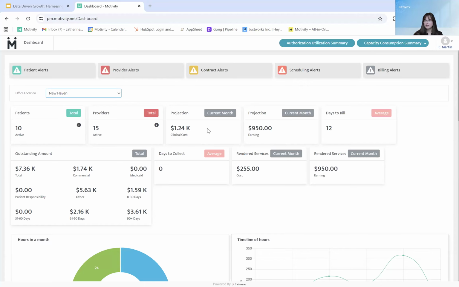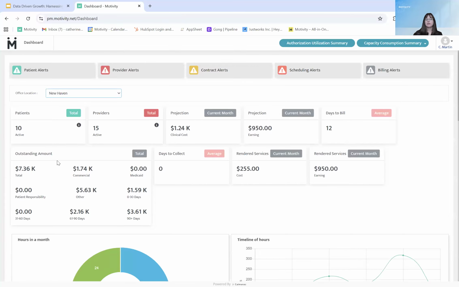So right off the bat, if I'm seeing that my clinical cost is projected to be higher than my earning, that's something I'm going to want to take a look at. What do we need to identify within our budget to make sure that is not going to happen within this month or across different months? What's our average days to bill?